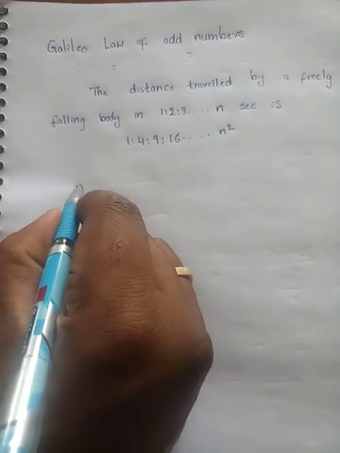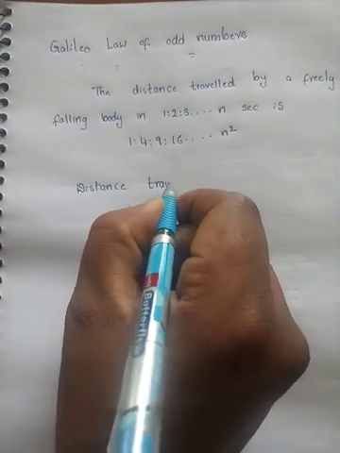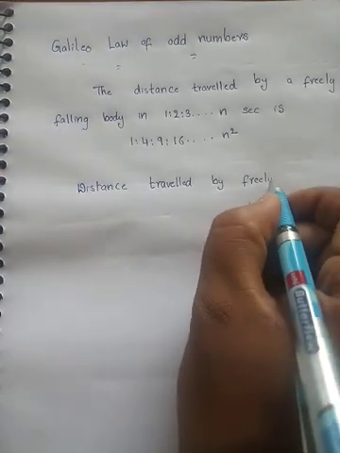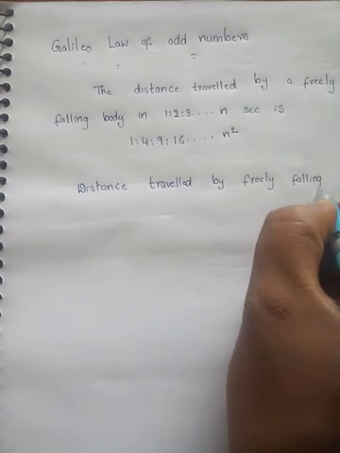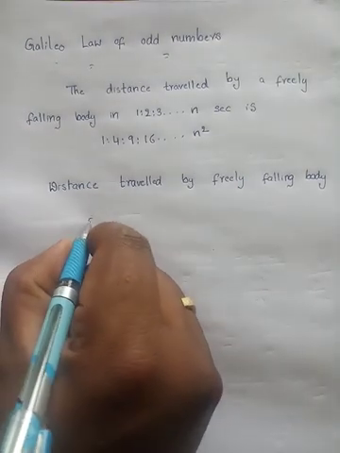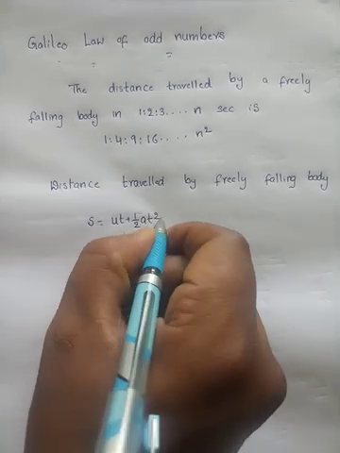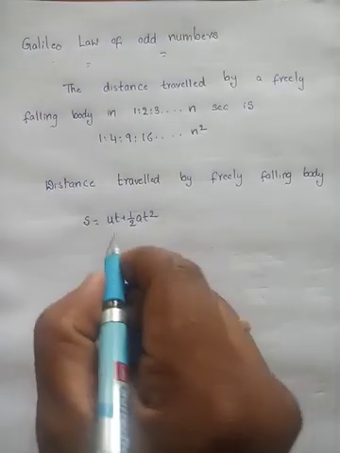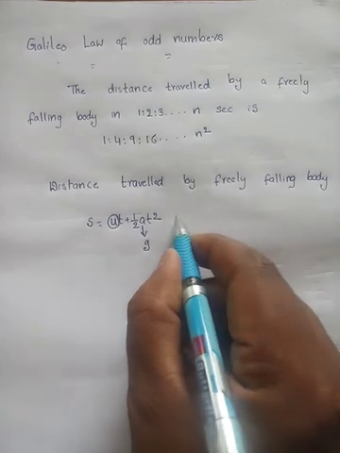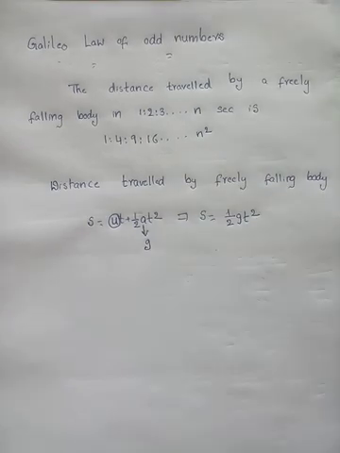I am writing the proof. No need to derive the proof, but you should know how it came, right? Distance travelled by a freely falling body. First, what is the formula? Basic formula is S equals ut plus half at square. Since it is a freely falling body, initial velocity is 0 and it is falling under acceleration due to gravity. Substituting these two things, what you get? S equals half g t square.